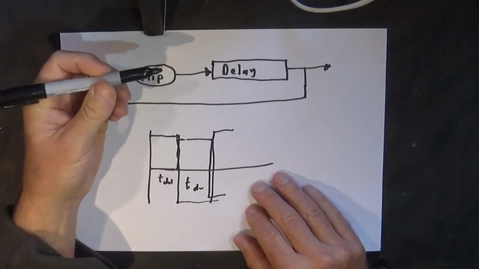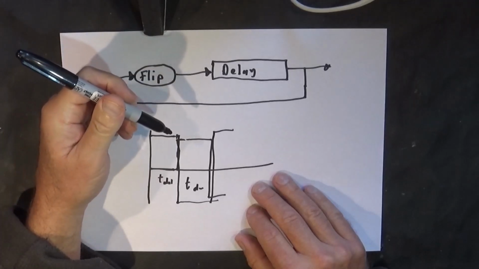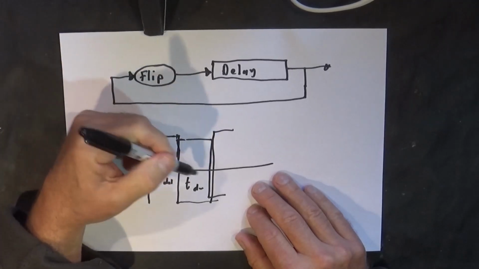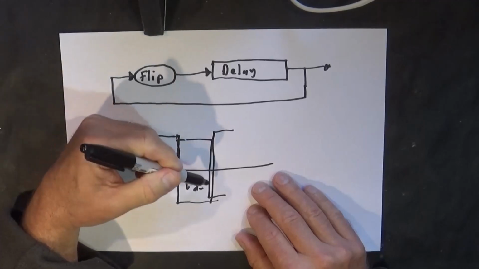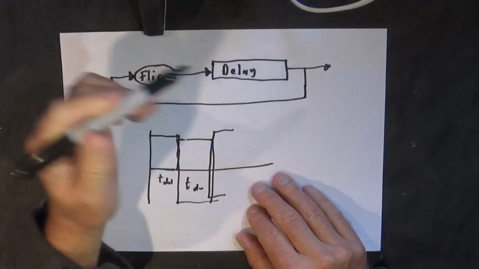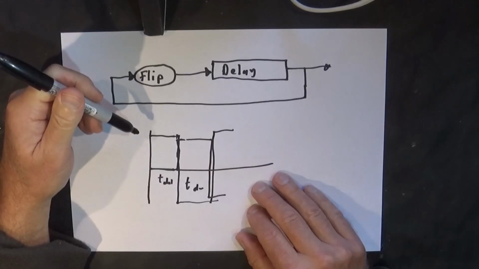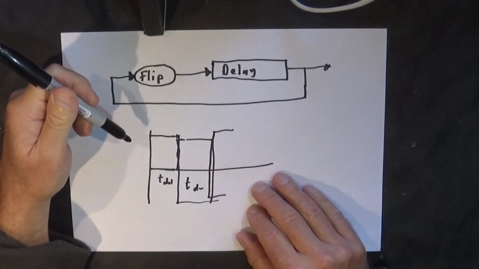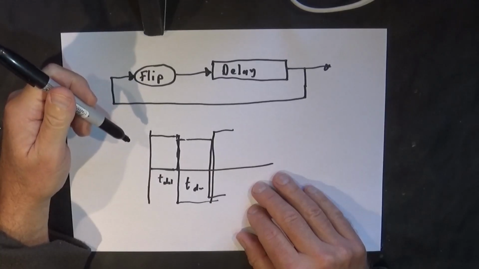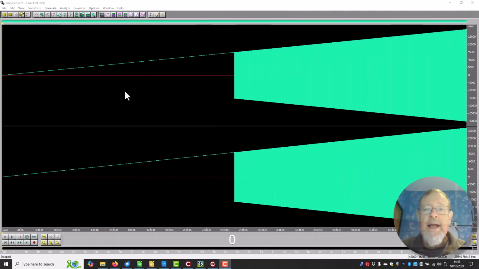So we are simply expecting to get a square wave of a period of twice the delay time, which probably isn't going to be very musically useful, but we will see what happens. Okay, and this is the result, and it's doing what I expected it to do.